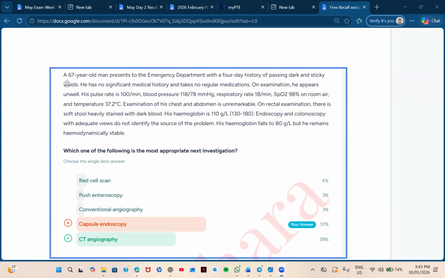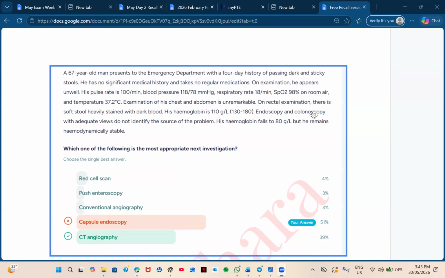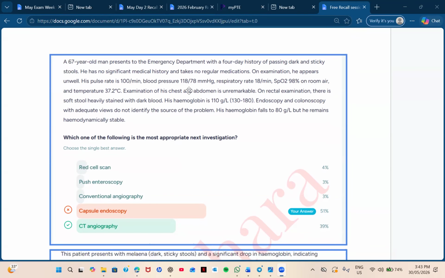Okay, here 67-year-old man present to the emergency department with 4-day history of passing dark and sticky stool. He has no significant medical history and take no regular medications. On examination, he appears unwell. Pulse rate is 100, BP 118 by 78, and the respiratory rate is 18. SpO2 98% and the temperature 37.2. The examination of chest and abdomen is unremarkable.